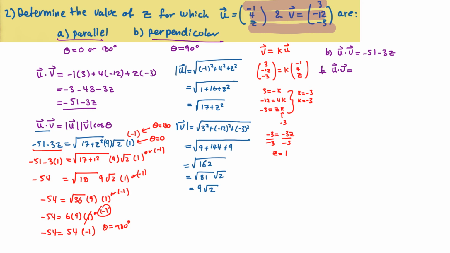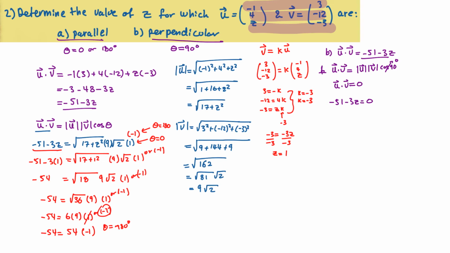as we discussed before, we get magnitude of u times magnitude of v times cosine of 90, and cosine of 90 is 0. So then u dot v should equal 0. We know u dot v is this, so -51 minus 3z is equal to 0.